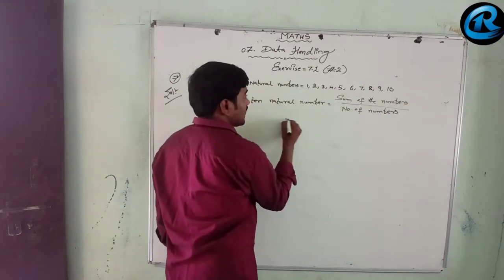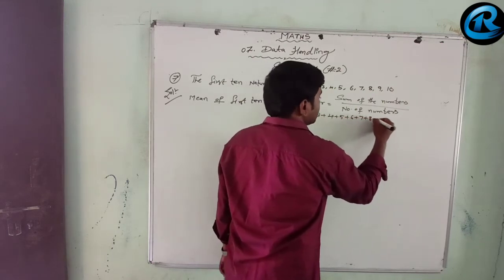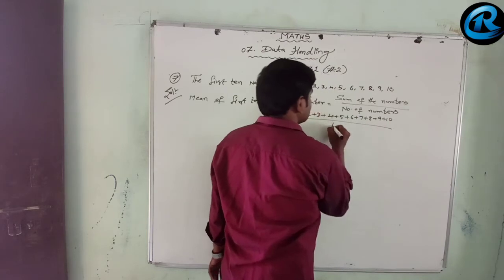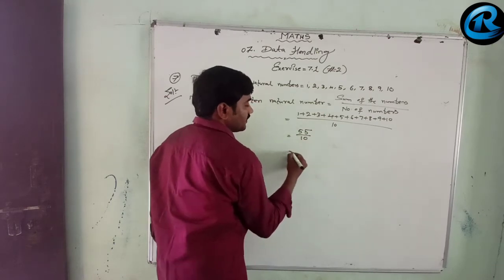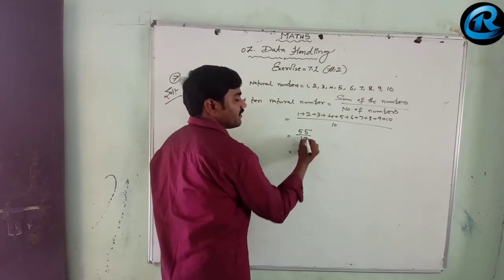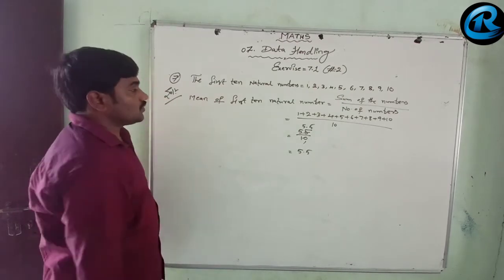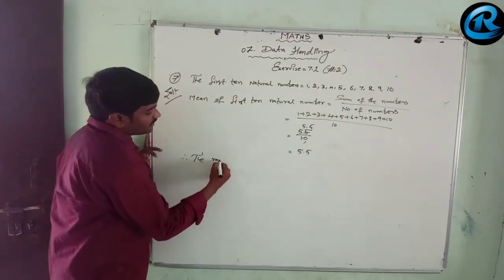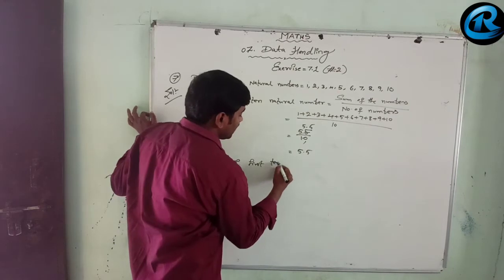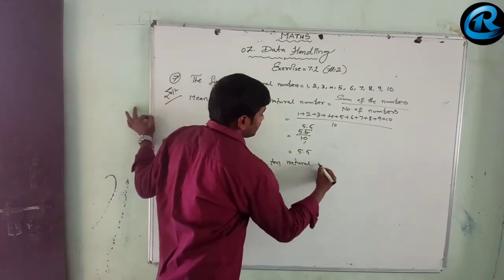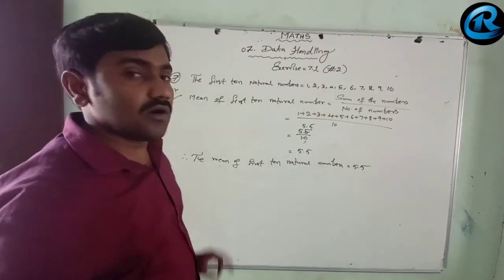So sum of the numbers, let us add 1 plus 2 plus 3 plus 4 plus 5 plus 6 plus 7 plus 8 plus 9 plus 10, by the number of numbers, which is 10. When you add this all, you get 55 by 10, that is 5.5. 10 ones are 10, 5 is 50. Yes. So the mean of first 10 natural numbers is equal to 5.5.